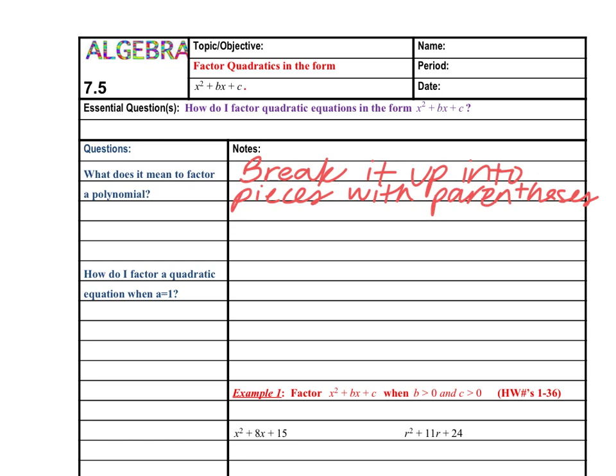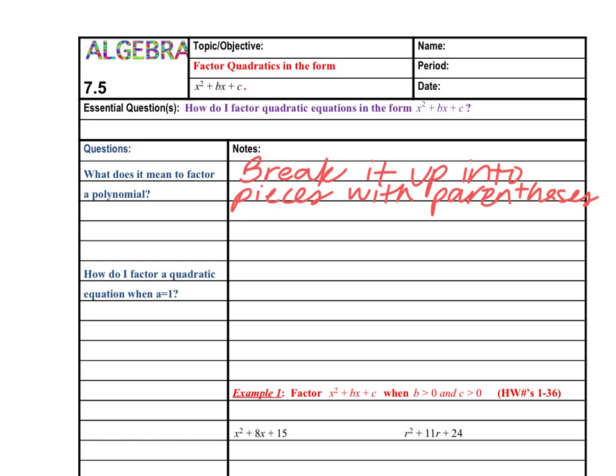Factors are simply things that you can multiply together to get the product, or things that evenly divide. So all of these are factors. What you're doing today is you're splitting it up into some binomials that'll multiply together to get your polynomial. So you're breaking it up into the smaller pieces.